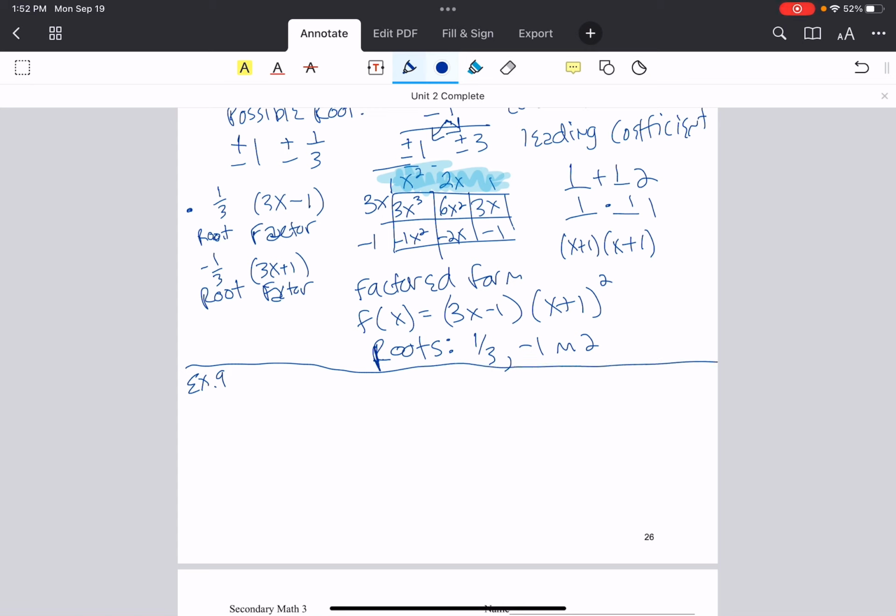Sorry. Are we going to do example 7? I'll probably just talk about it, because I went over one exactly like number 7 on the homework.